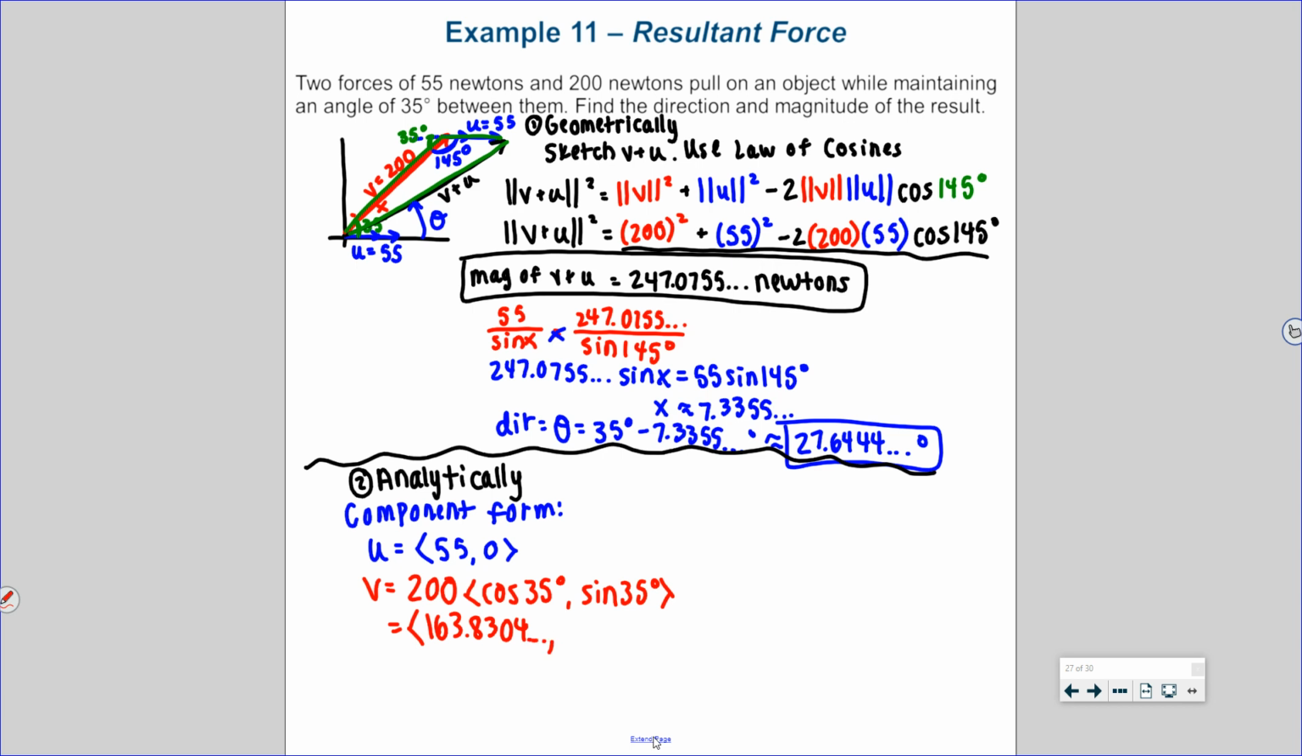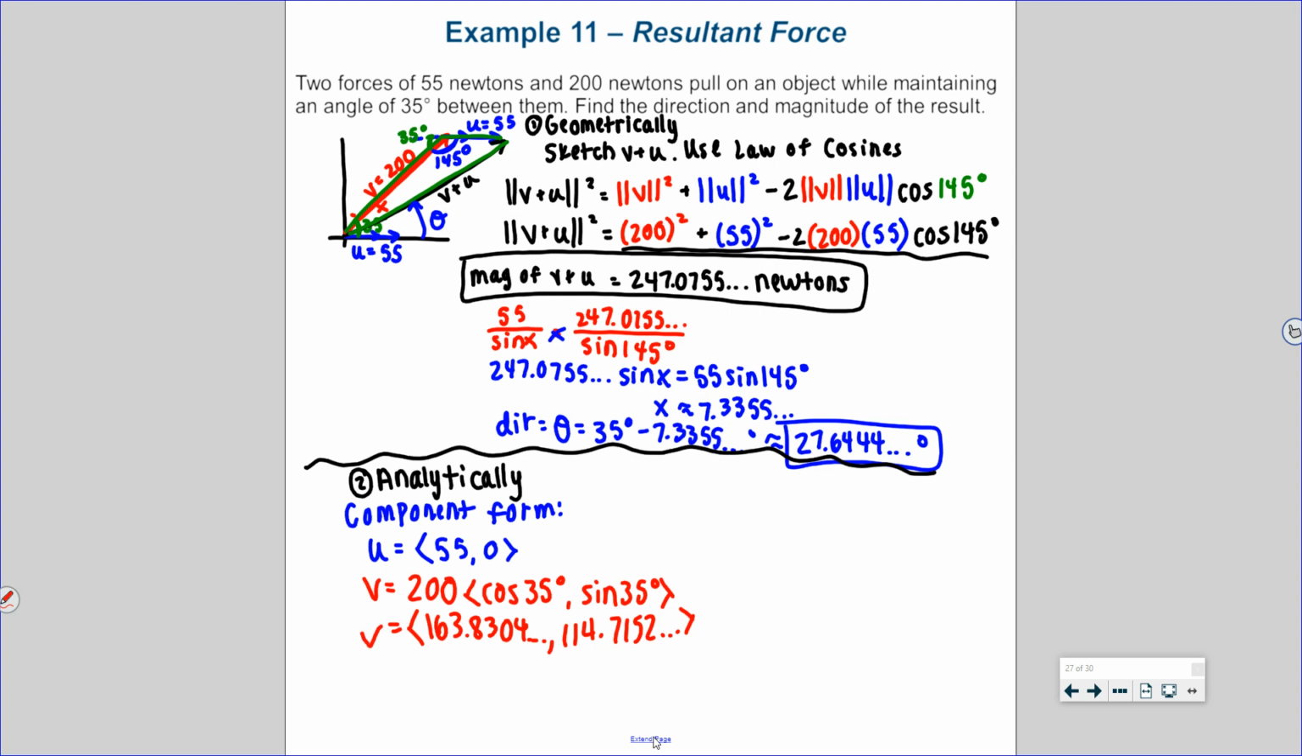For the horizontal component, make sure your answers make sense. If you drew this in quadrant 1, you should get positive directions for your horizontal and vertical components. Positive values. Okay, there's vector V in component form.